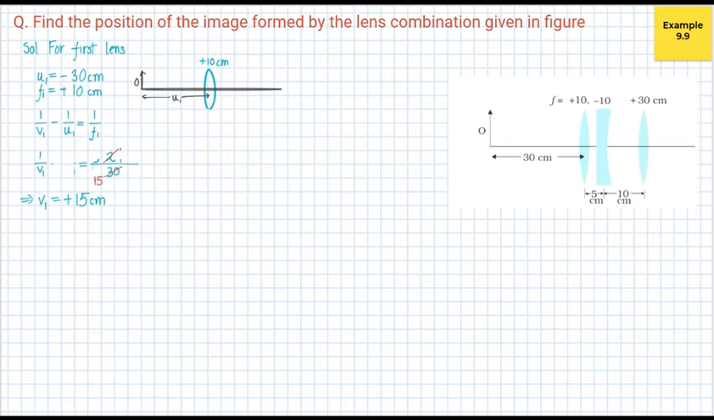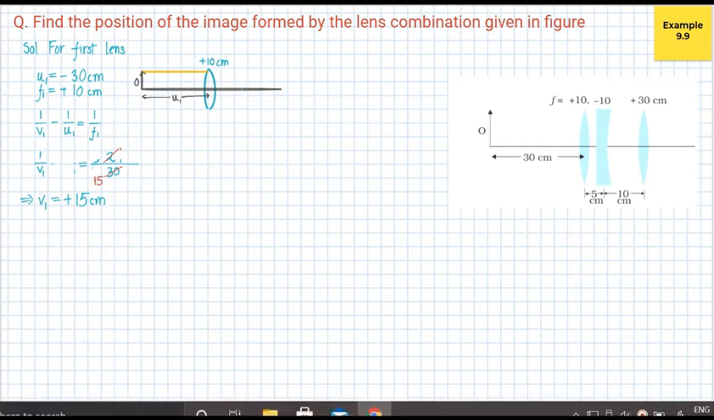That means the light starting from this point will go and strike this point. So what will happen? The light after refraction will pass through the focal point. Okay. And it will, just a minute.